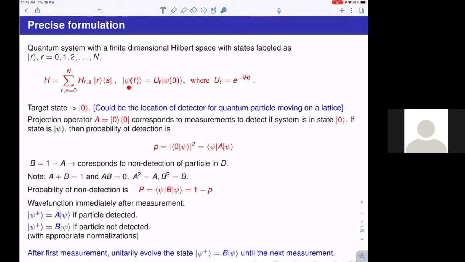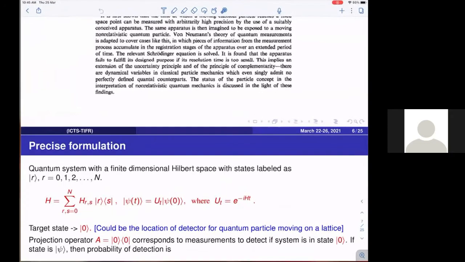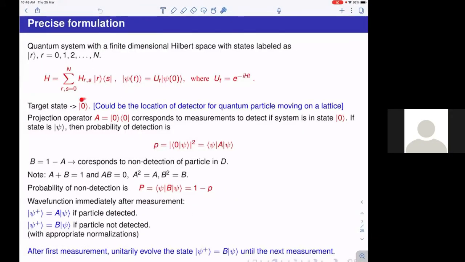And the unitary dynamics is then psi t evolves in this way, where the unitary operator is just e to the power minus iHt. Now, remember we had a detector region. In this case, I'll just select one state as the detector region. Let's say the state 0 is my detector region, and it could be the location of a detector for a quantum particle moving on a lattice, but in general, it's any target state.